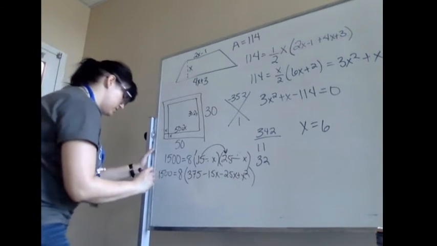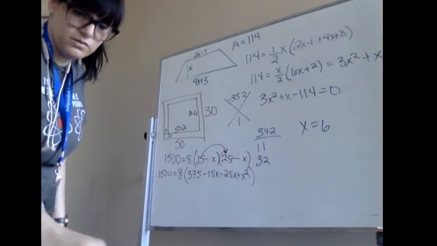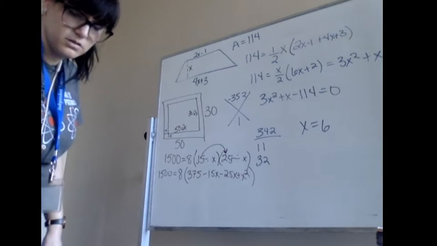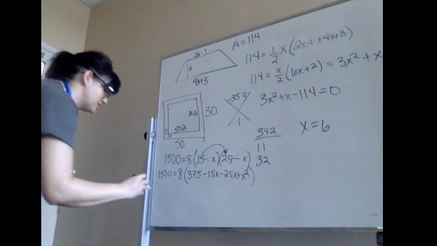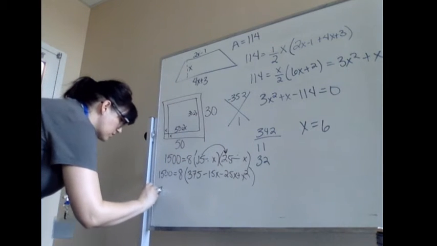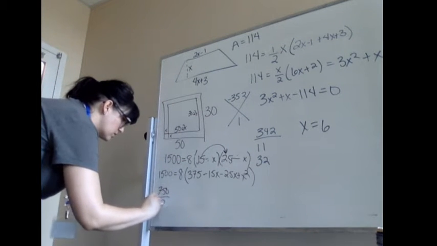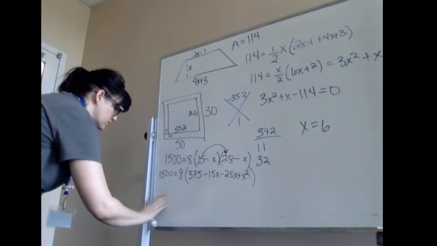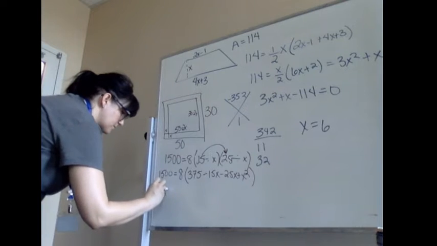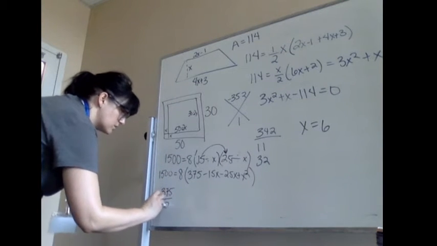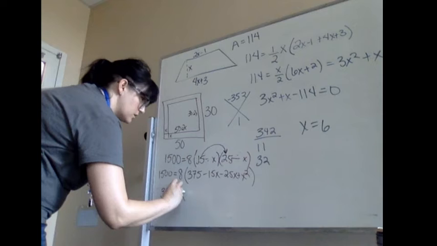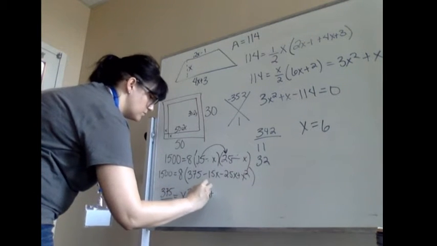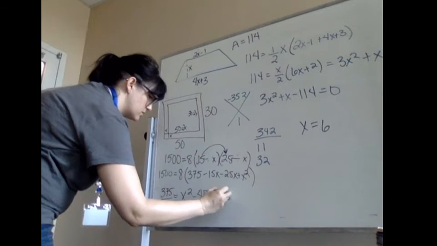Divide both sides by 8. Does 8 go into 1,500 evenly? No, of course it doesn't. So divide that by 2, and it's going to give me 750 over 2. Oh, over 4. So 375 over 2 equals x squared minus 40x plus 375.